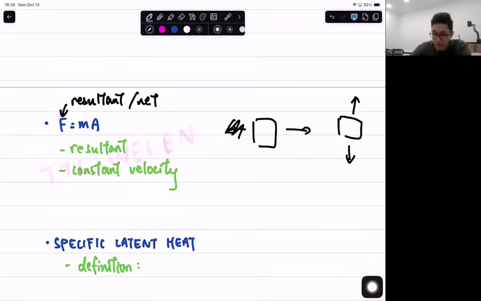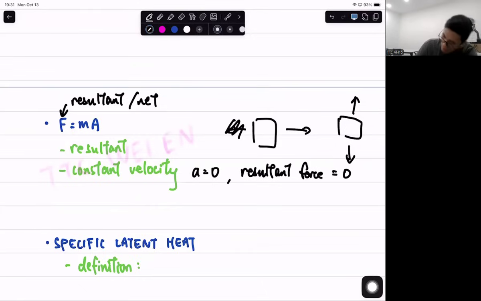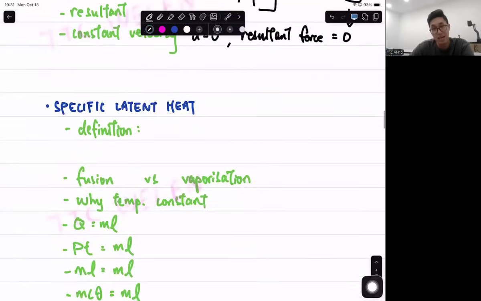And if something moves at constant velocity, it means that the a is 0, no acceleration, which also means the resultant force is 0. Okay, what does it mean? Resultant force equals 0 means up is equal to down, left is equal to right. That's the meaning of resultant force equals to 0. Okay? Yeah, everything is balanced.